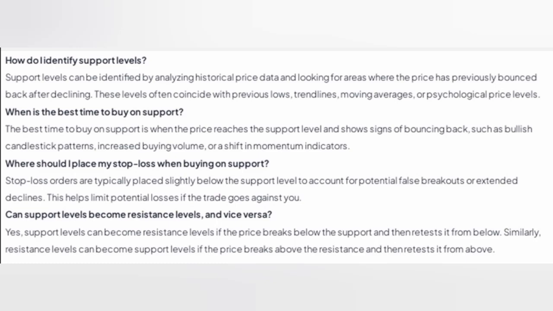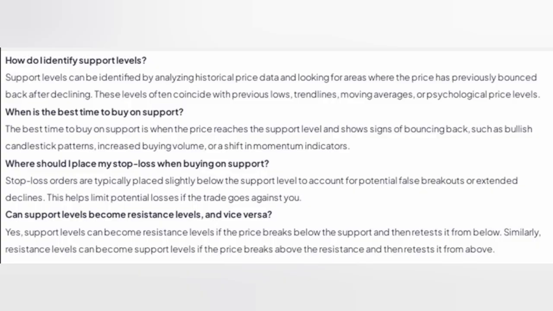Volatility indicators. Breaching support or resistance levels signals a potential change in market sentiment and increased volatility. Breakouts from these levels present trading opportunities, as they often lead to significant price movements.